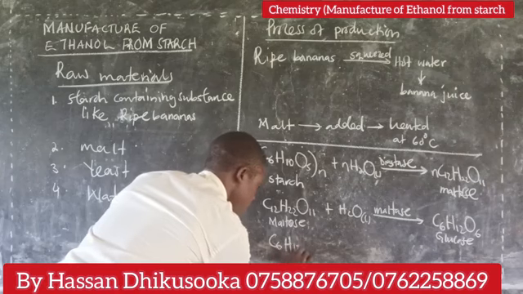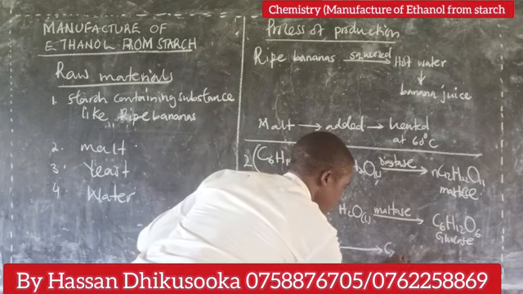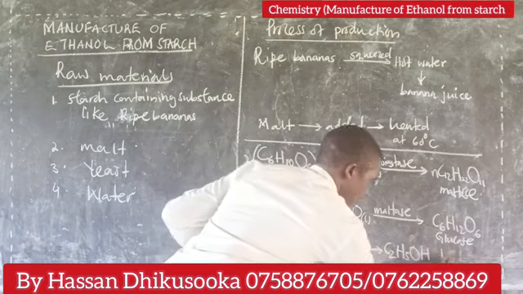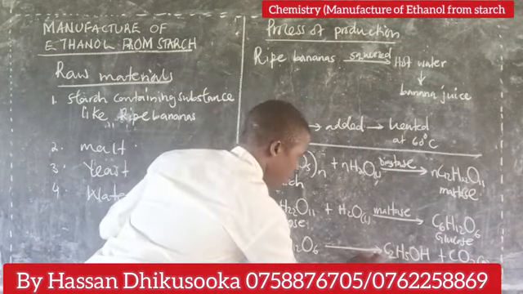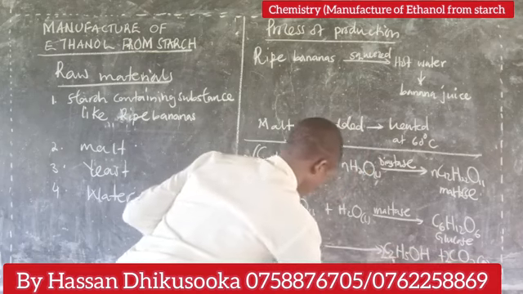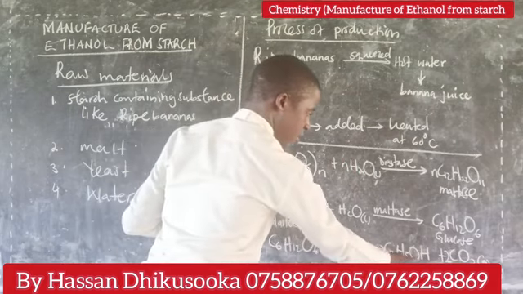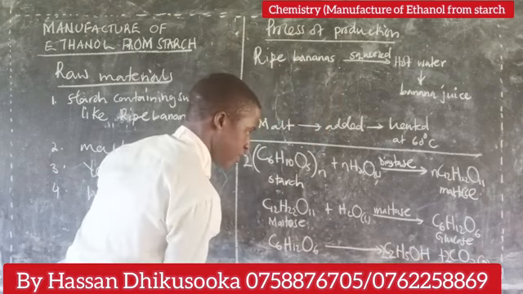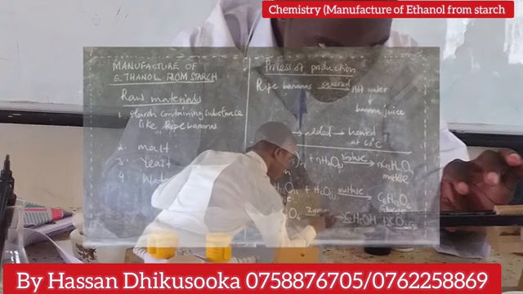Glucose can be decomposed to ethanol and carbon dioxide gas. So probably you can try to balance this by putting a 2 here and a 2 there. Balancing, we have 10 plus this one, we have 12. So they will be balancing in that case. Now when you look at this one, which enzyme is called zymase?